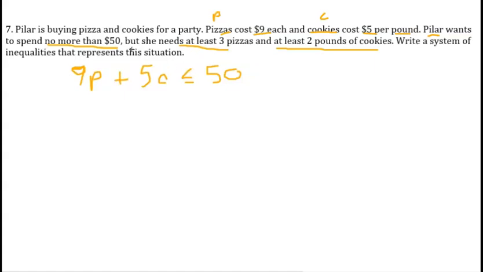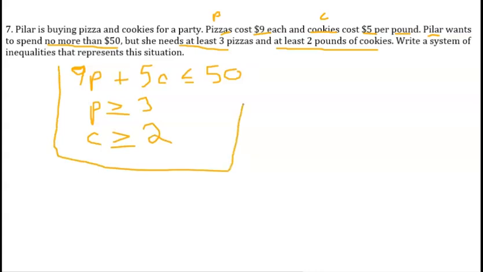The next one, it says she needs at least 3 pizzas. So that means that P has to be greater than or equal to 3. She needs at least 2 pounds of cookies. So it says at least C is greater than or equal to 2. So this would be your system of 3 inequalities to represent this situation.